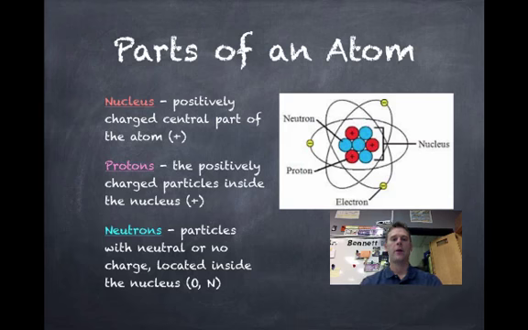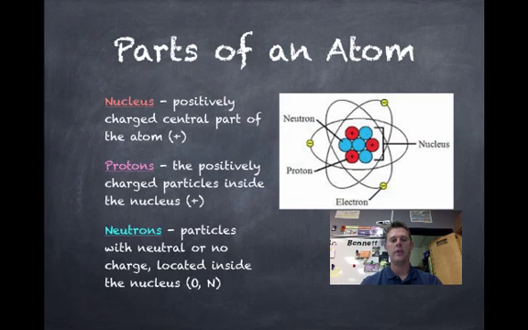You have the nucleus, which is the positively charged central part of the atom, or the middle, and it's positive because you have the protons, which are positive, and you have the neutrons, which have no charge. That's in the middle, and you notice that's where most of the mass, really all the mass except those small electrons, is: in the nucleus. Then we have protons, the positively charged particles inside the nucleus. Protons are positive.